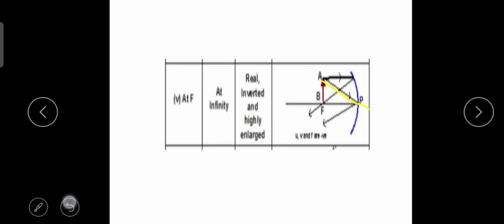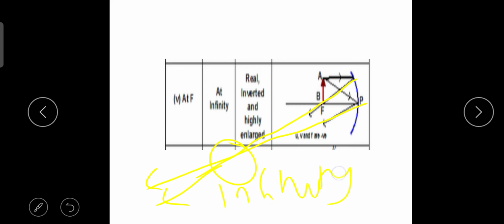So what happened here? We can see that this is one of the reflected rays and this is the other reflected ray. And where are they meeting? They only meet at a very far position, so the image is formed at infinity. This is known as infinity. So if we place an object at the principal focus, the image is formed at infinity because the intersection is taking place at an infinite position.